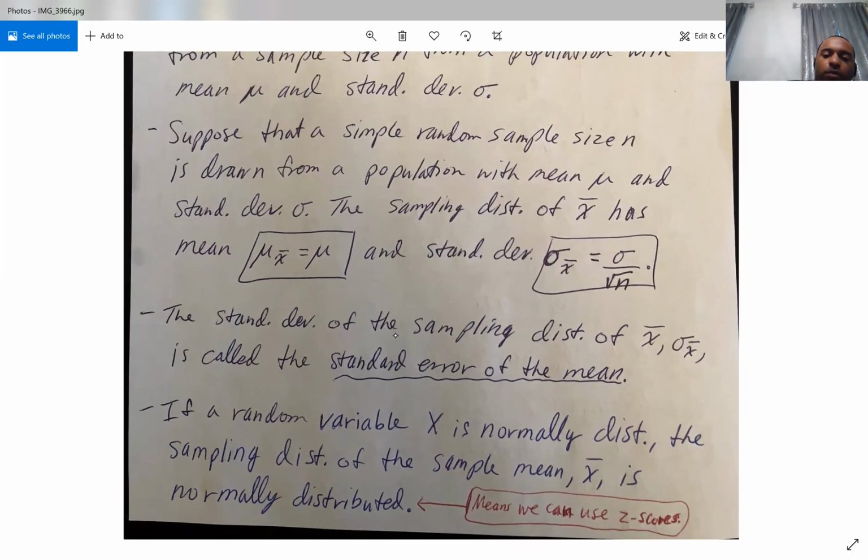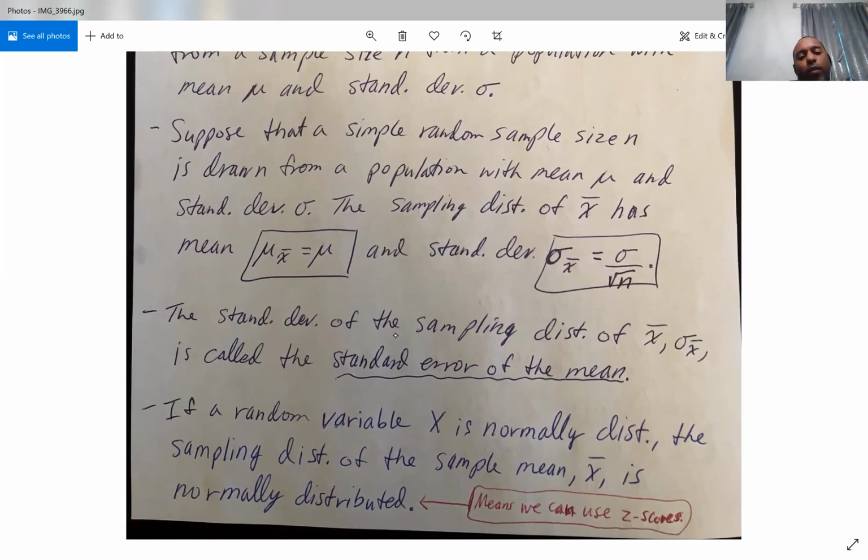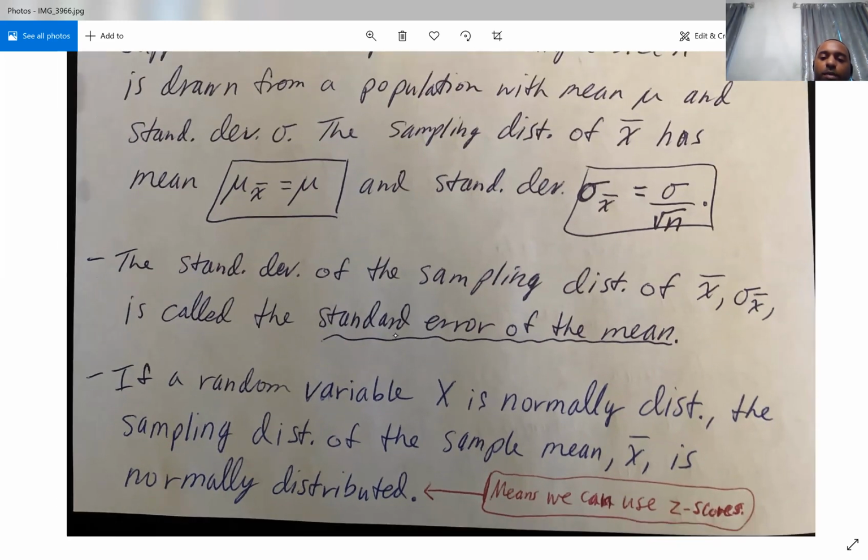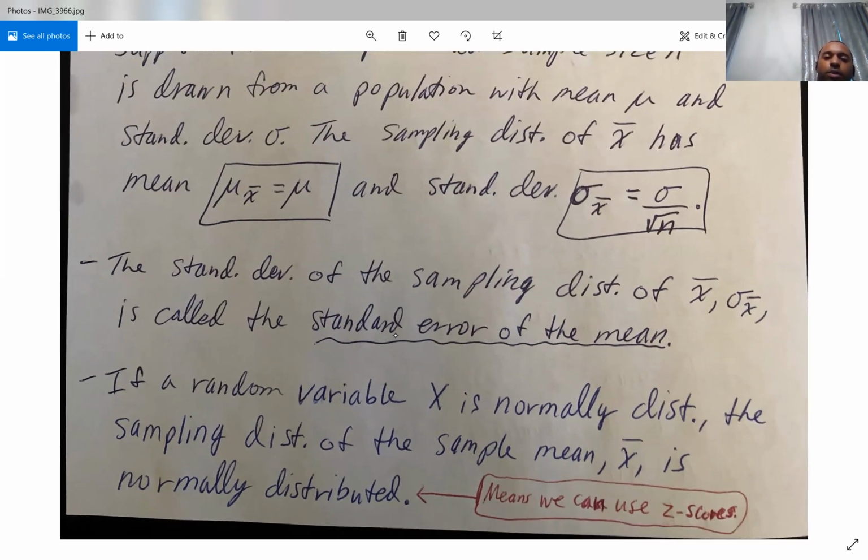And the last one for this page: if a random variable x is normally distributed, the sampling distribution of the sample mean is also normally distributed. The reason that is important is that it allows us to use the z-score relationship and the z-score chart. That's why I wrote it down in red: it means that we can use the z-scores.